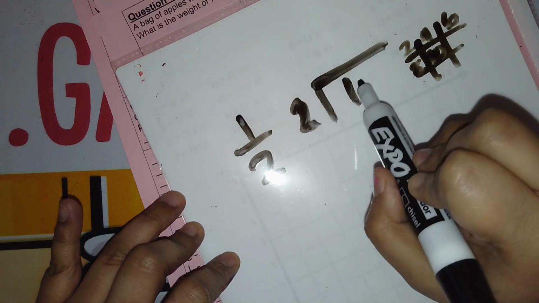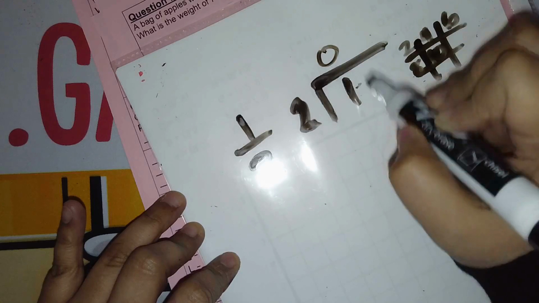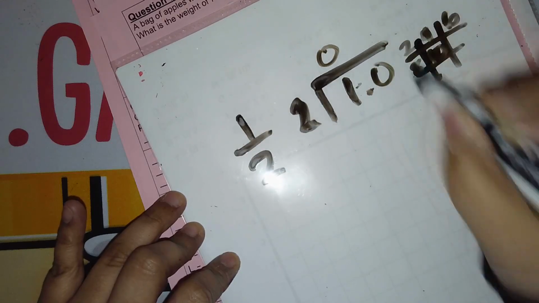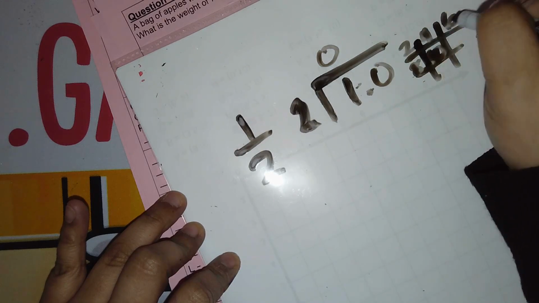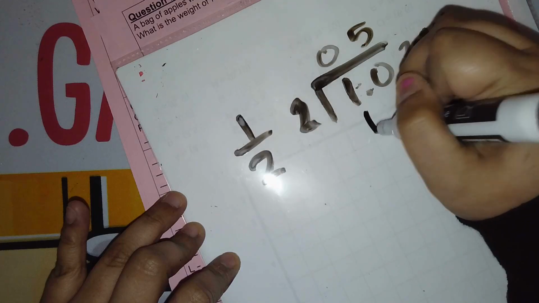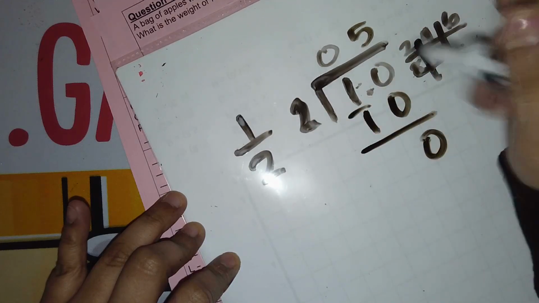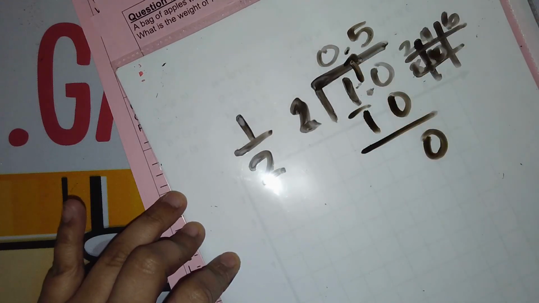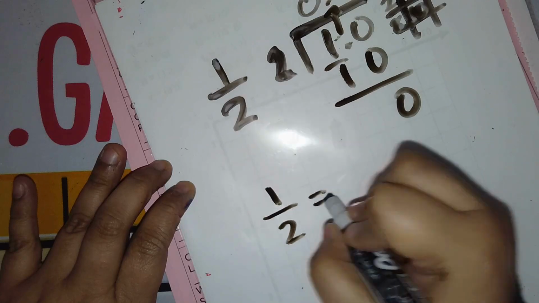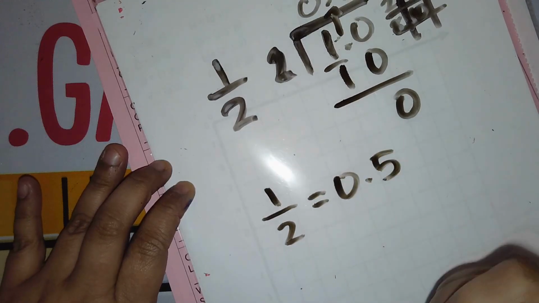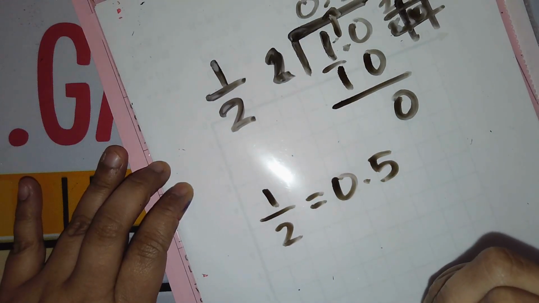Okay, so how many times does 2 go into 1? It can't. So I'm going to add a decimal. How many times does 2 go into 10? 1, 2, 3, 4, 5. 5 times. And you want to do this until you zero out. Okay. So 1/2 equals 5 tenths. All right.